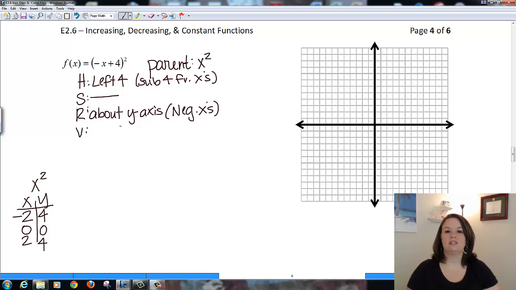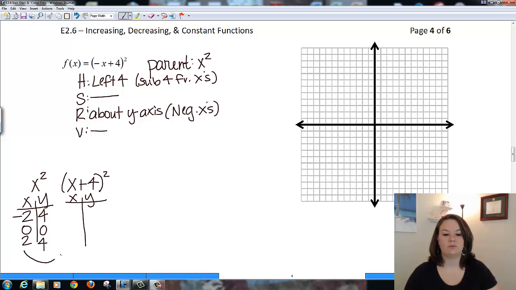There's no multiplication, so there's no stretching or compressing, and there's no addition or subtraction outside the function, so there's no vertical shift. So I'm going to go ahead and modify my function here. The first thing I do is move it left 4. To move it left 4, I take my x's from the previous table and I subtract 4.